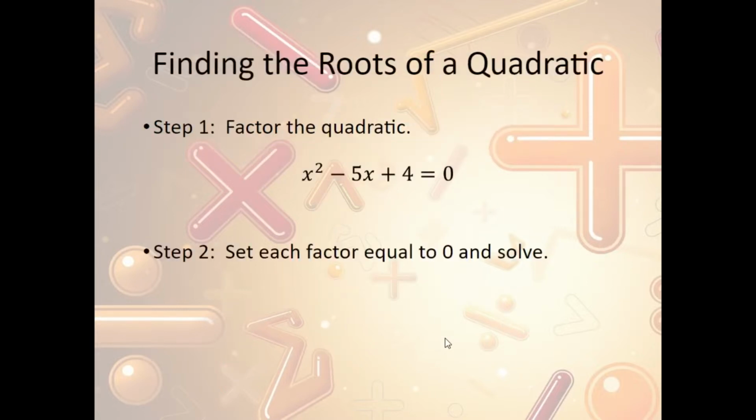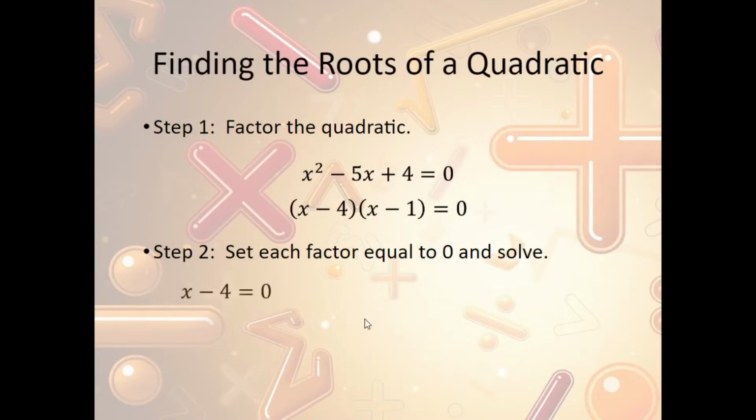So how do we find the roots of a quadratic? Well, the first step is to factor the quadratic. Factor it any way you can, and then solve for the roots. So when we have x squared minus 5x plus 4, we would use our magic x, and once we do that, we should see that x minus 4 times x minus 1 is equal to 0. So we factor this out.